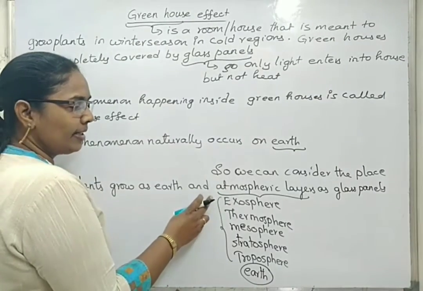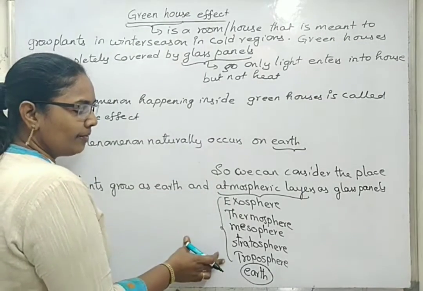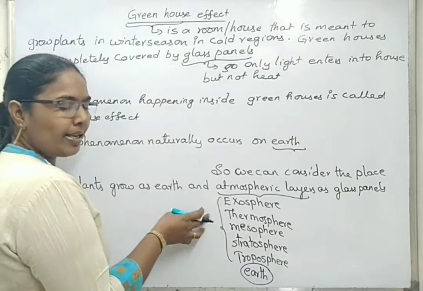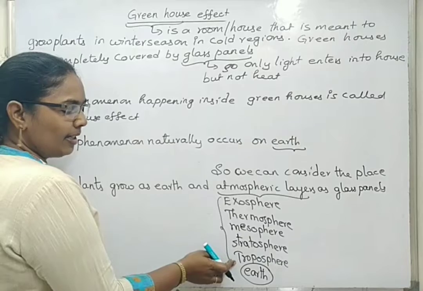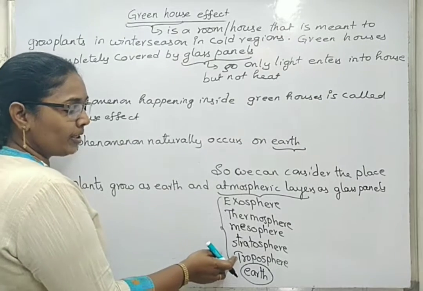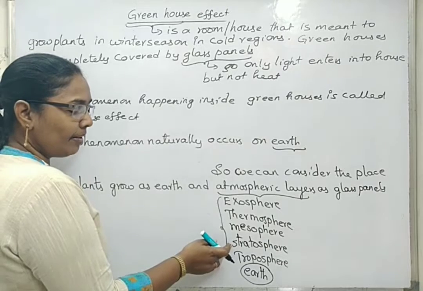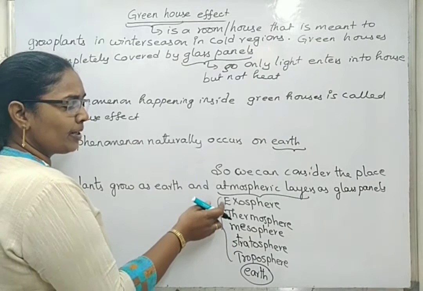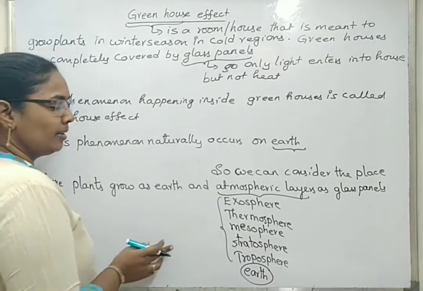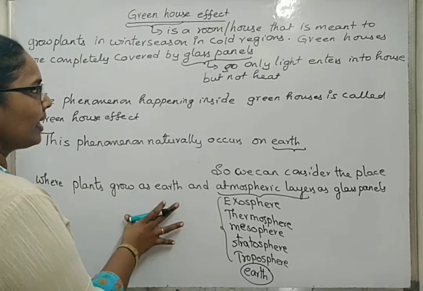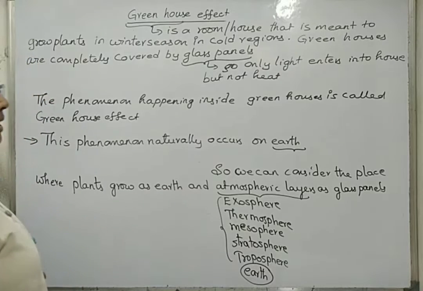Whenever we read about the term atmospheric layers, it's better to recall the names of all these different sub-layers. The layer that is near to the earth, where the biosphere exists, is the troposphere. Next is the stratosphere, where the ozone layer exists, then the mesosphere, thermosphere and exosphere. So this is just the introduction of the greenhouse and its effect.